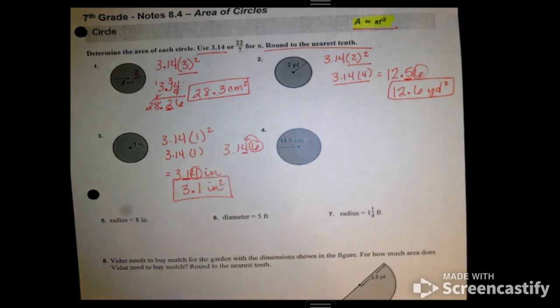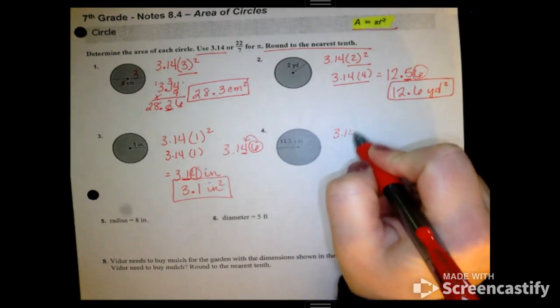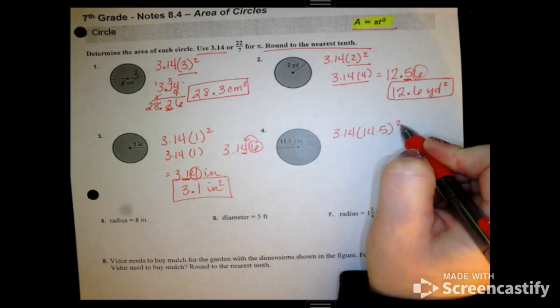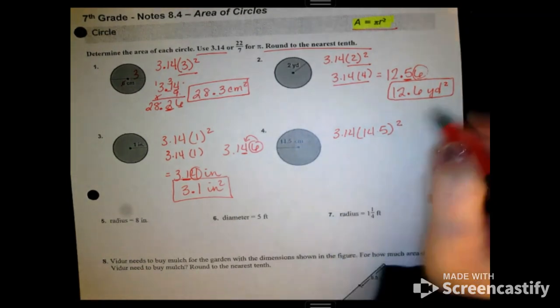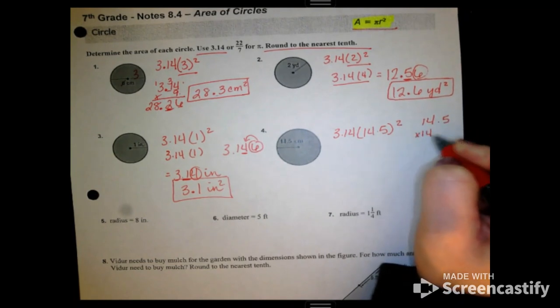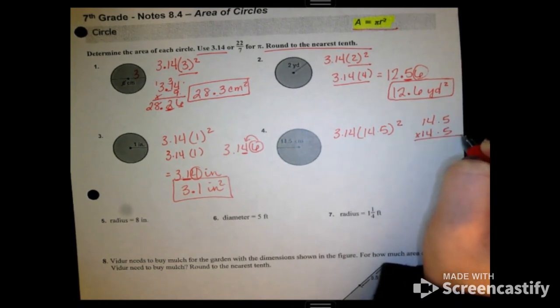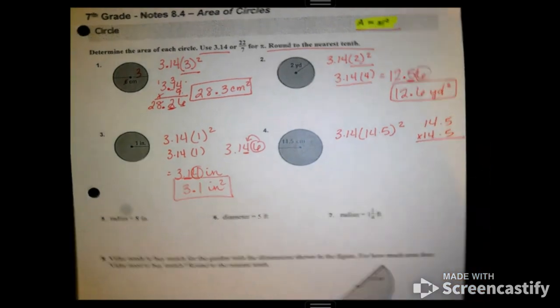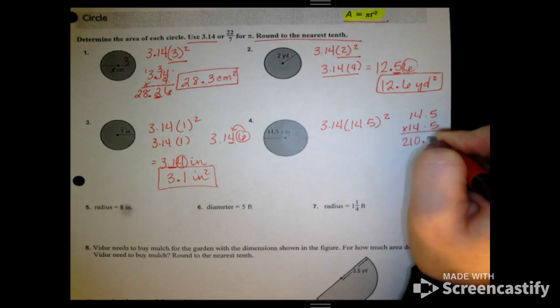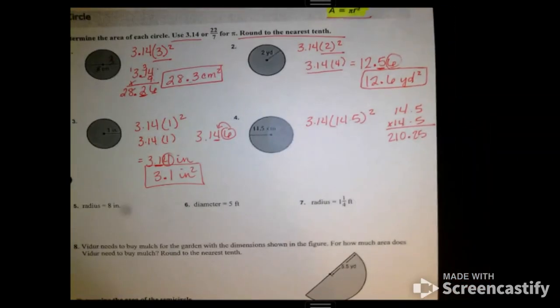It's funny. Okay, so 3.14, my radius is 14.5 squared. So when I have 14.5 squared, that means I have to do 14.5 times 14.5. Sir, you are late. I'm just kidding. Okay, 14.5 times 14.5. Somebody tell me what you got. Okay, so when you multiply that out, you should have gotten 210.25.